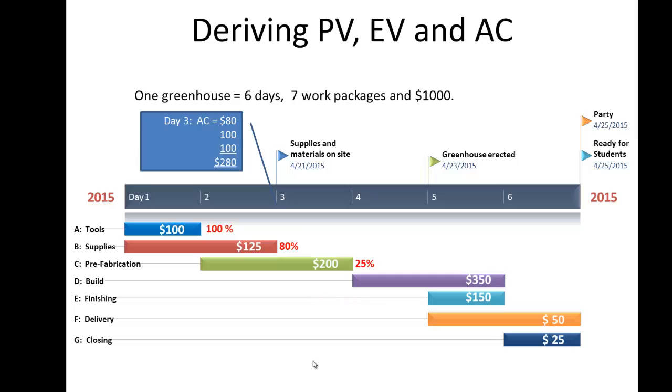How much have we actually spent? The cost that was incurred looks like this. Work package A was $80. Work package B, $100. And work package C, another $100. That is a total of $280. What would these values look like in a graph?